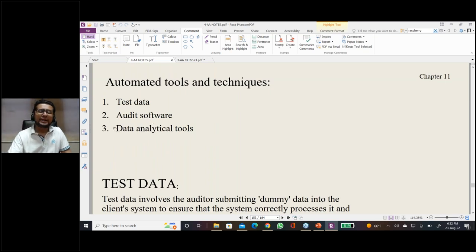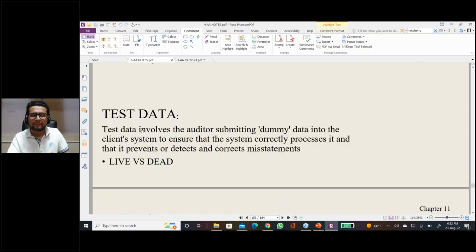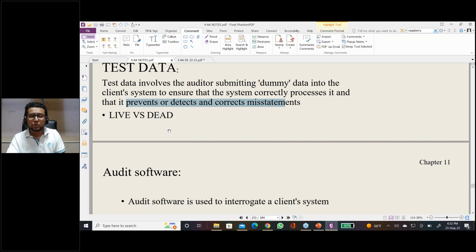Okay, there are automated tools and techniques available, such as test data, also known as dummy data. You can apply dummy data in order to verify whether the client system is working appropriately, whether the client system will be able to prevent or detect misstatements. If you're going to use test data, there are two options: live test data or dead test data. Live test data means when the system is up and running with the client's head office or master files, you are going to use dummy data.